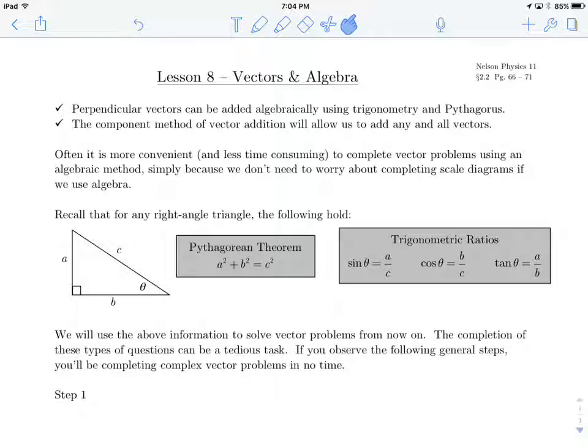So essential learnings for this lesson and onward is that we can take any 2 vectors and we can add them together algebraically, especially if they're perpendicular, using nothing other than trigonometry and the Pythagorean theorem. Okay, and if we use what we call the component method of vector addition, we can add any and all vectors, and that's really, really important.